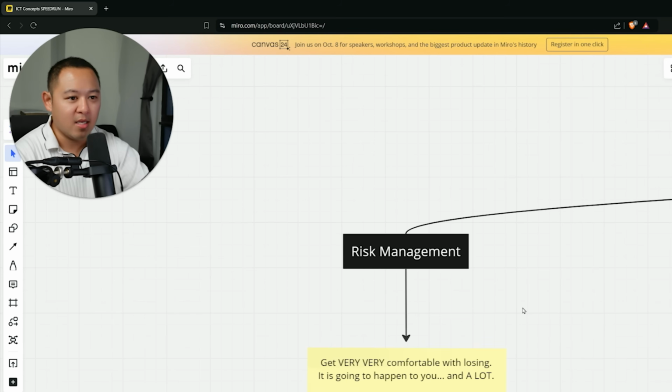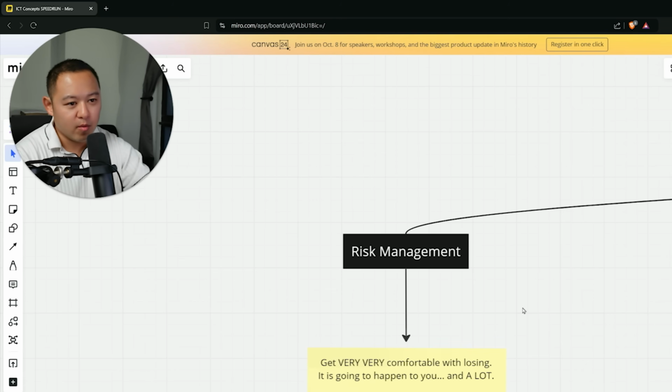As soon as you have a bad day, you can't get anything done because your emotions are tied down with that trade outcome. So when it comes to risk management, the biggest thing is to just get comfortable with losing. And it's going to happen to you guys a lot. It happens to me a lot. I just took a loss this morning. I was able to mitigate that loss.